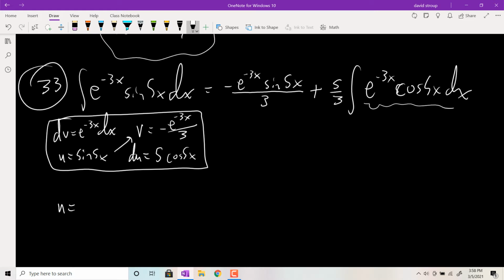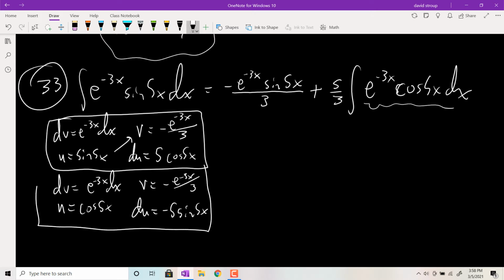So this time, LIATE says trig before exponential again, so u is cosine 5x, and then my dv is going to be e to the negative 3x dx again. v will be negative e to the negative 3x over 3 again, and du with a chain rule, negative 5 sine 5x. Okay, so there's that chunk. At this step, then, we'll have negative e to the negative 3x sine 5x all over 3, and then plus 5/3 times another by parts, right?